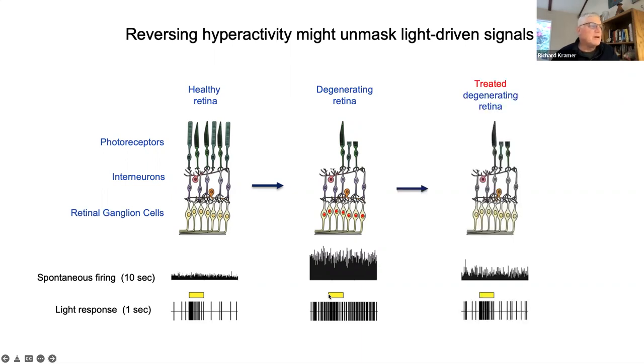And so if we understood what it was that was causing this hyperactivity, maybe we could develop some kind of treatments that would suppress the hyperactivity and allow the light response to sort of re-emerge. This isn't rescuing. We're not talking about a treatment that is preventing the degeneration itself. We're talking about something that is making the retina work better in the face of this signal corruption process. And that's really the theme of the entire talk, trying to understand what causes this physiological remodeling and trying to do something about it.